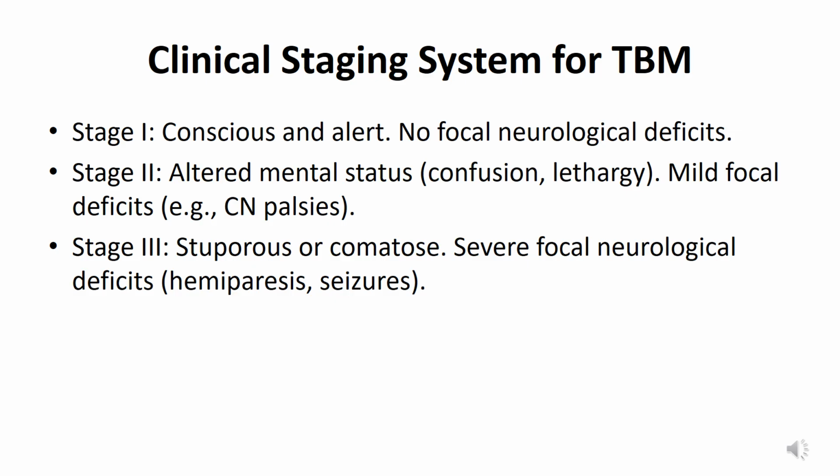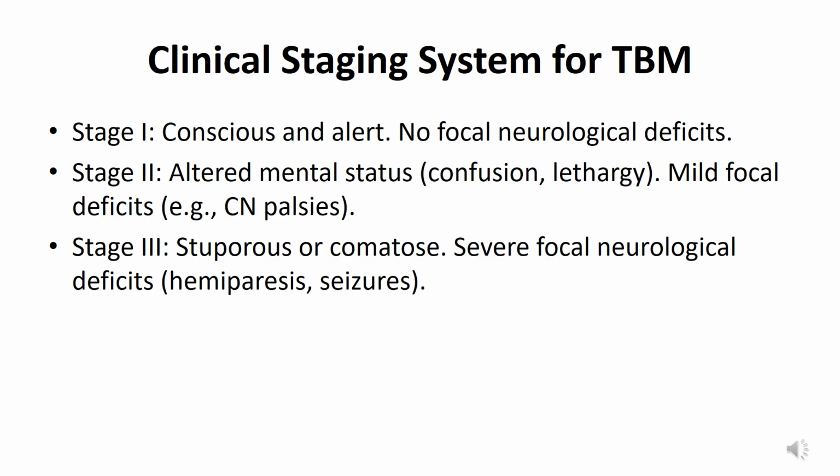The key message is simple. Tuberculous meningitis is a progressive disease. As patients move from Stage 1 to Stage 3, neurological involvement becomes increasingly severe. Early recognition and treatment are critical. The sooner therapy begins, the greater the opportunity to prevent irreversible brain injury.